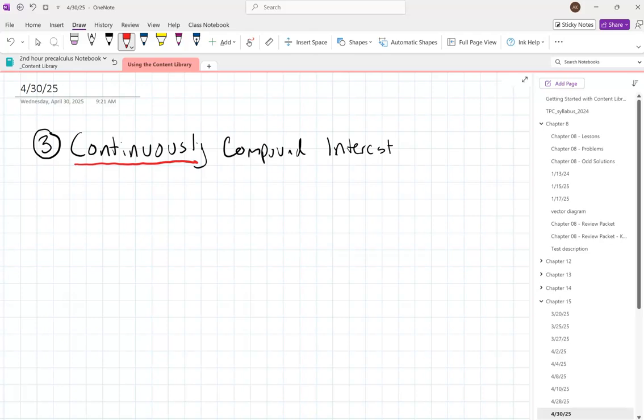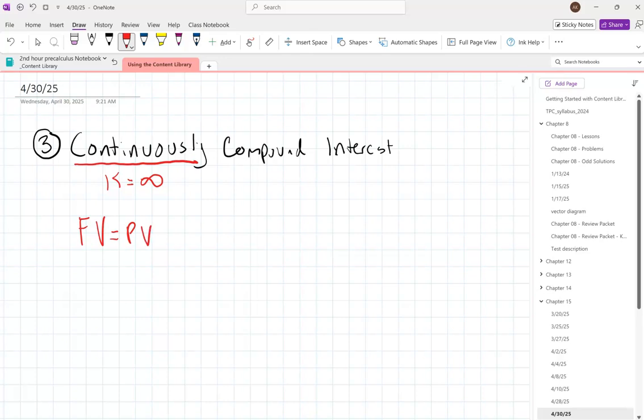3. It's more than 3. No. Keep going. Go ahead. More than 365. More than every day. Infinite. Yeah, there you go. Continuously compounding means an infinite number of compounds. So, what is that going to mean for us?